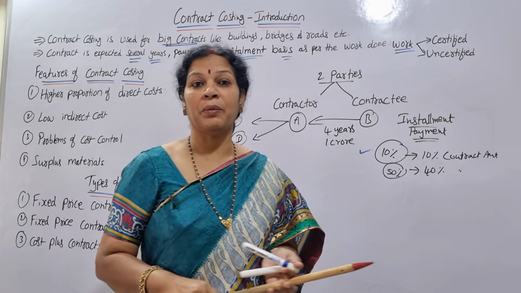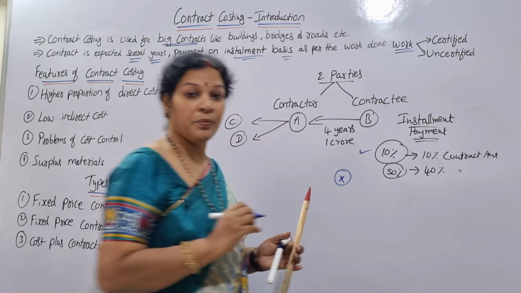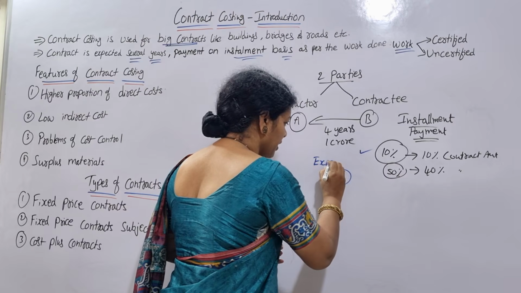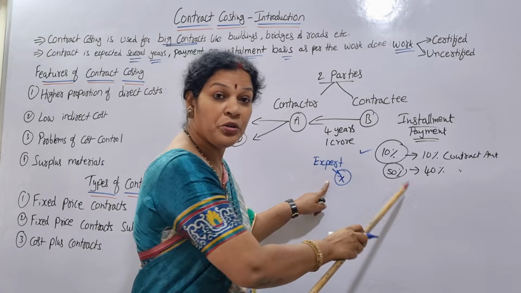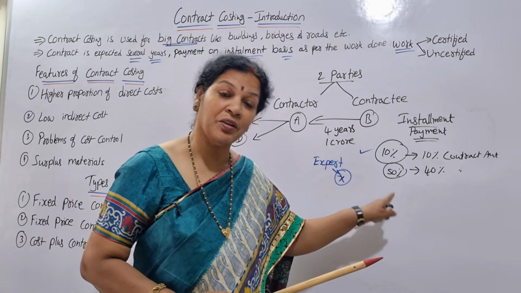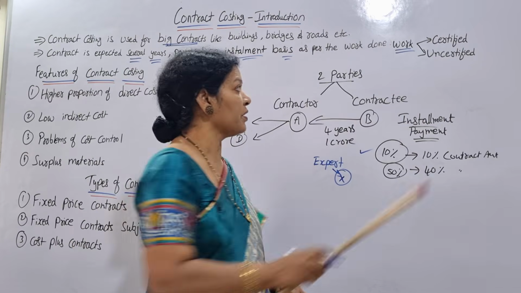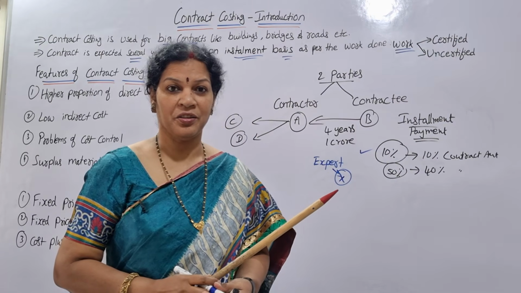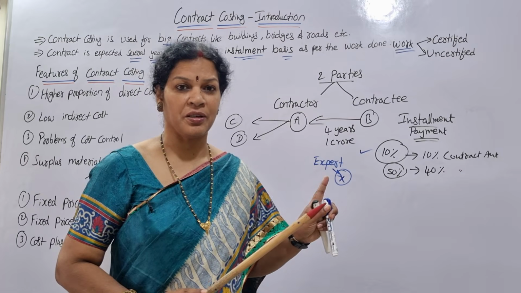So B is going to appoint another person, maybe X, an expert in this field. Now X is going to certify whether A has completed 50% or less. If he is saying 50% is completed, then we can say certified. Are you getting it? It means an expert person is going to certify how much work is completed.